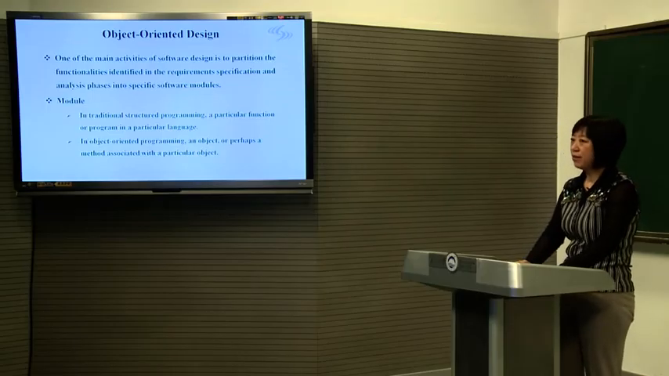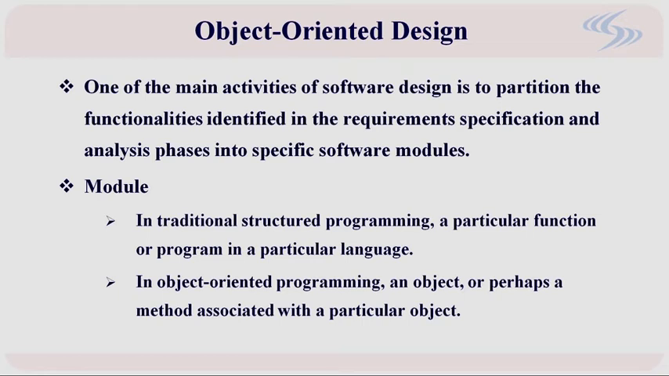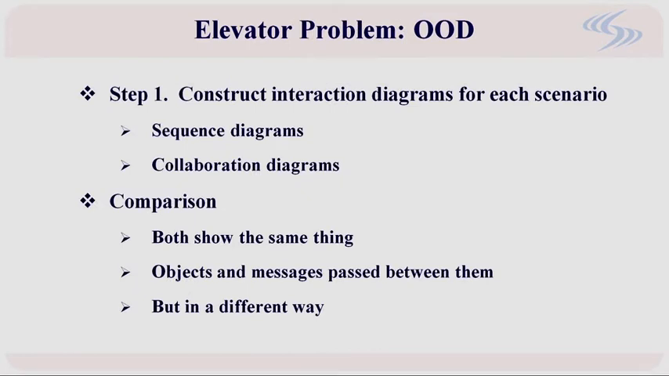One of the main activities of software design is to partition the functionalities identified in the requirement specification and analysis phase into specific software modules. So, what is module? In traditional structured programming, a particular function or program in a particular language is called a module. Well, in the object-oriented paradigm, in object-oriented programming, an object or perhaps a method associated with a particular object is called a module.